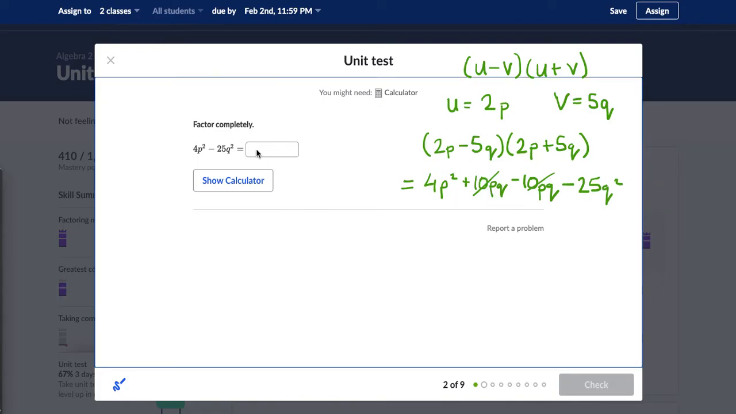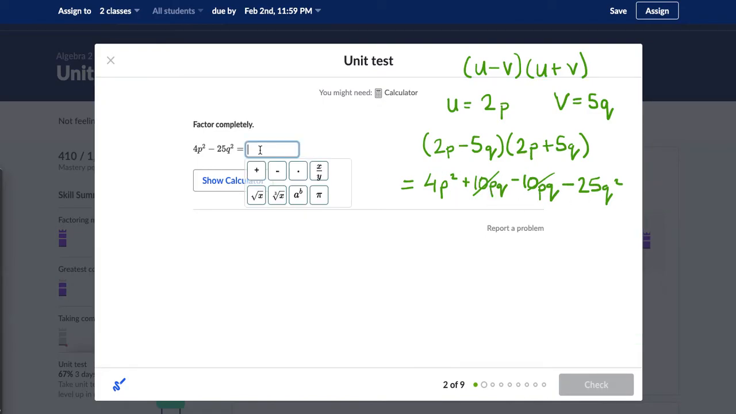All right, so we're just putting in the factors for this here. So we're putting in our u minus v, u plus v. So 2p minus 5q and 2p plus 5q is what we're looking at here.